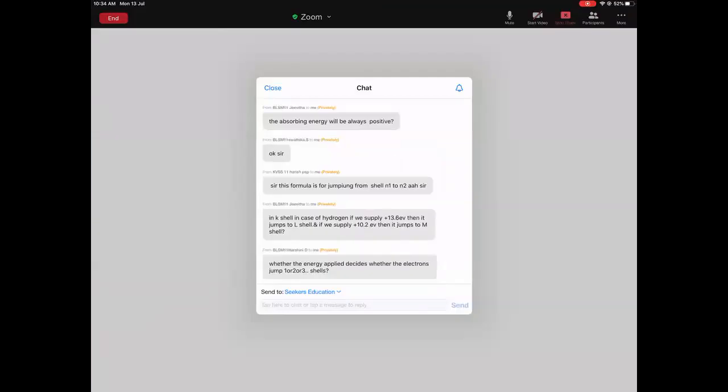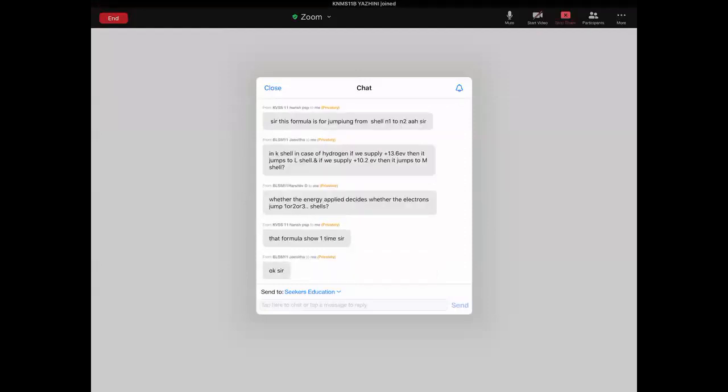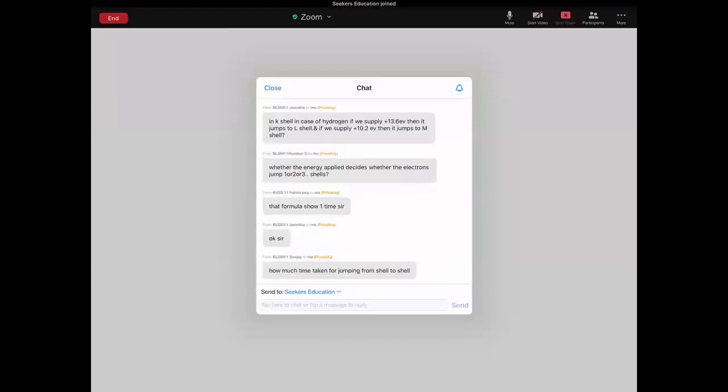Whether the energy applied decides whether the electrons jump, yes, obviously. Depending on how much energy you give, it will decide whether it will jump from 1 to 2 or 1 to 3 or 1 to 4 and so on. Sir, in case of hydrogen, if we supply plus, then it jumps to L shell. No. If we supply 13.6, it will go out. If you supply 10.2, it will go to L shell.